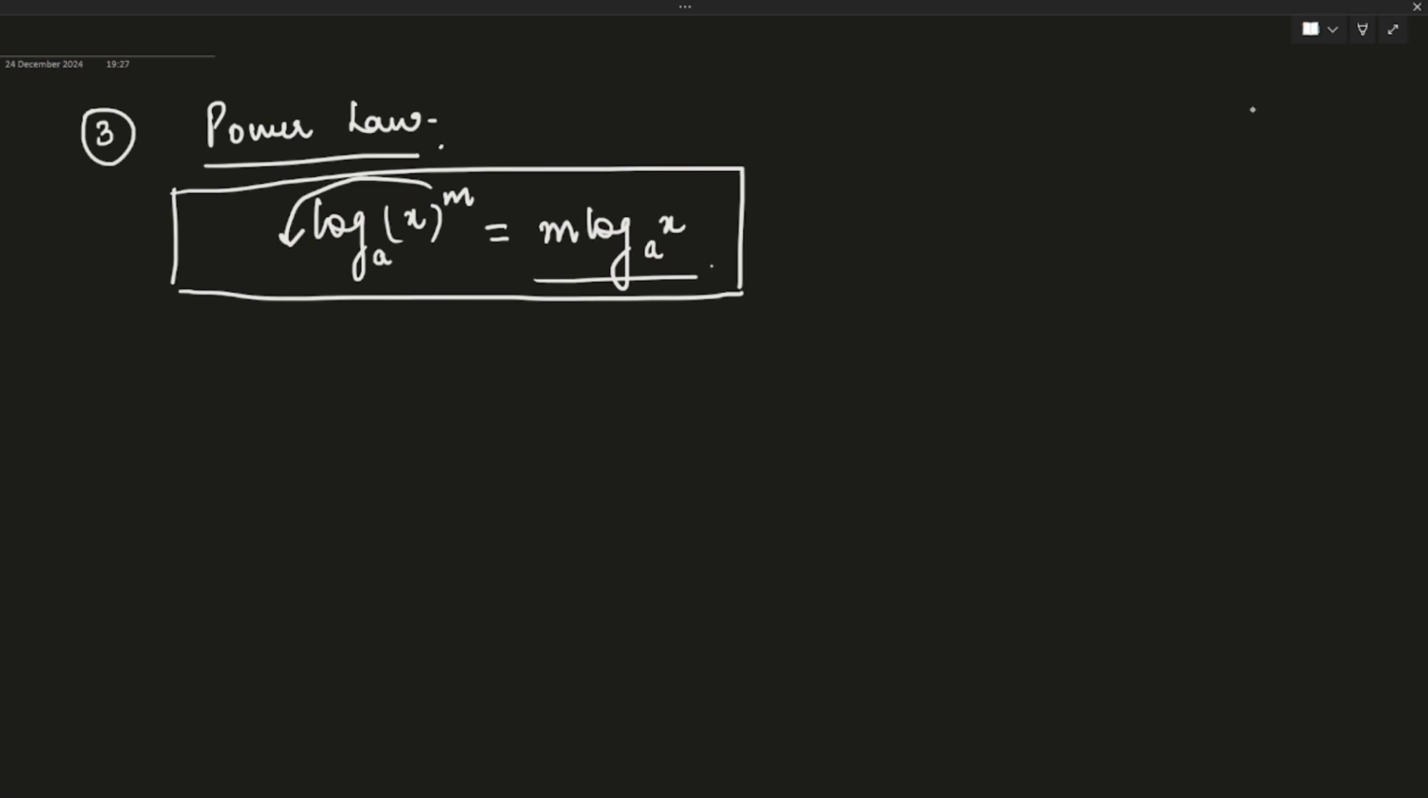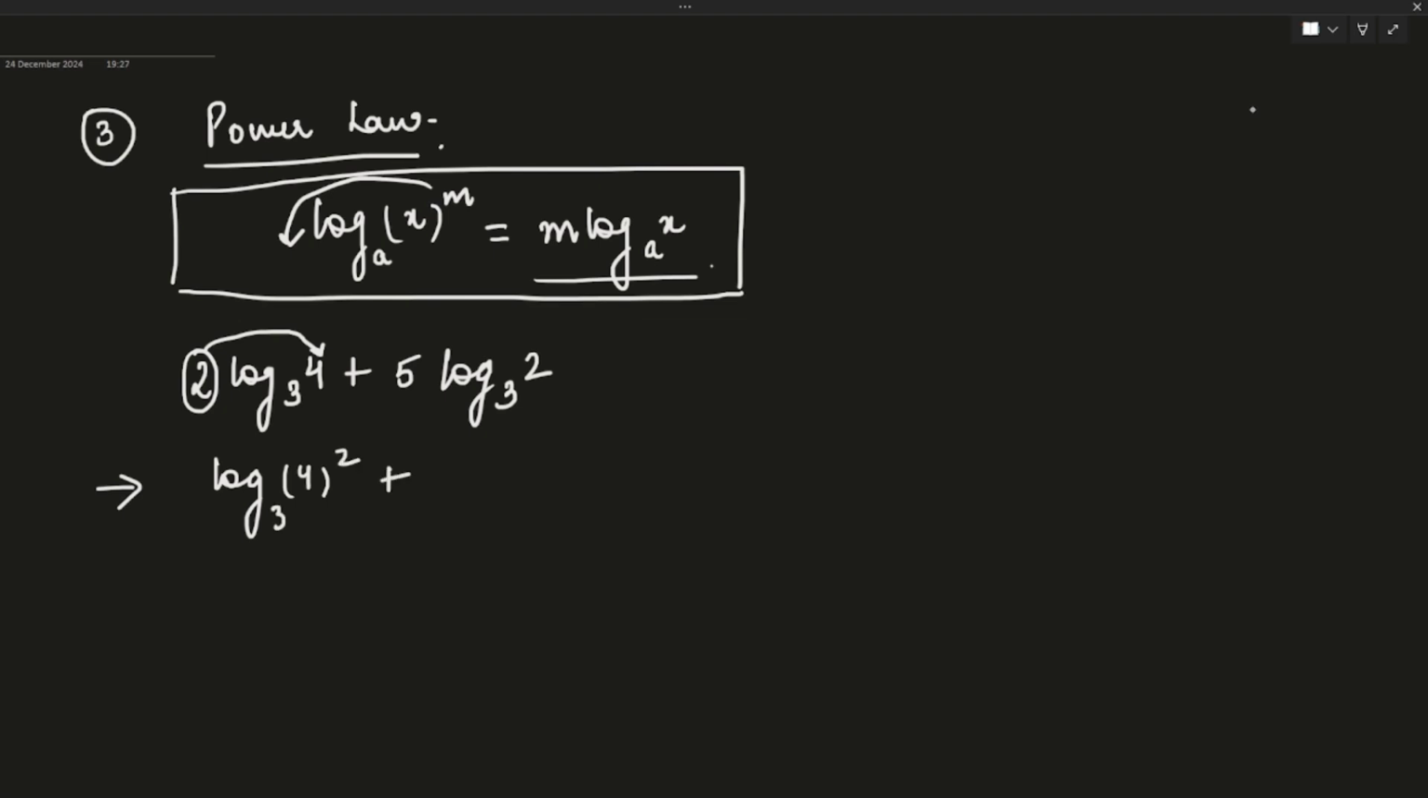Okay. So suppose we take an example. Suppose we have an expression like 2 log 4 to the base 3 plus 5 log 2 to the base 3. Suppose we are asked to simplify this expression. By using power law, we can write, see, this term is the exponent of 4, so we can write it as log of 4 squared to the base 3 plus, this term is the exponent of 2, log of 2 to the power 5 to the base 3. So we know by power law that the powers are just shifted.